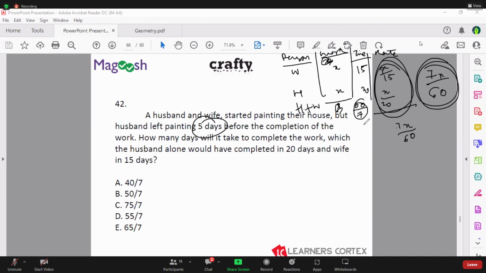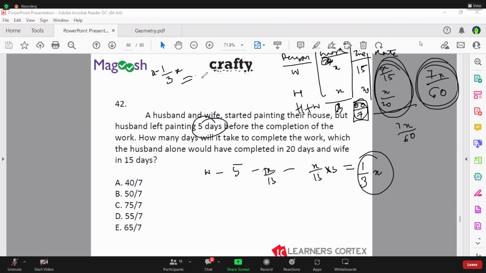Yeah. So this is their rate and this is the time that they would take if they completed the work together. Okay. But it says that the husband left 5 days before, so the wife worked for 5 days and her rate of work was X by 15. So basically, she worked X by 15 times 5, which is 1/3 of the work. Okay, the 1/3 of the work the wife does alone.